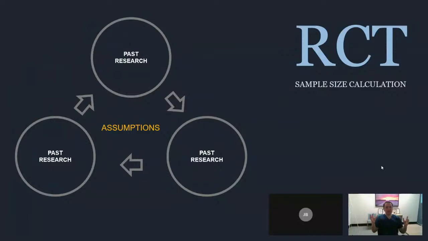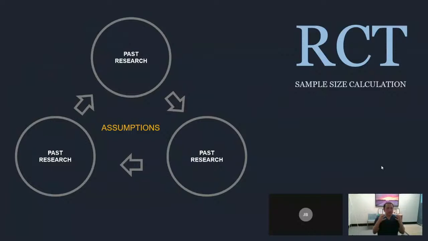As scientists or researchers, how do we decide what is the right effect size, what's the right power, and what's the right significance level for our RCT? Pretty much it is based on assumptions. We assume that a certain new treatment will increase the effect size by so much, and then we arbitrarily set the significance level and power.